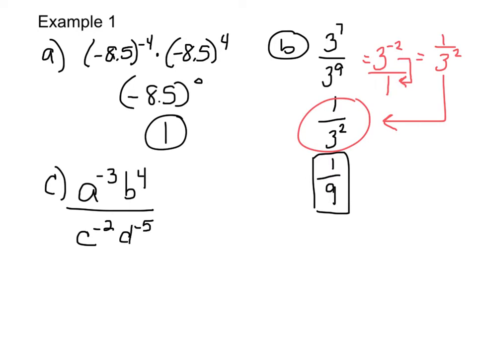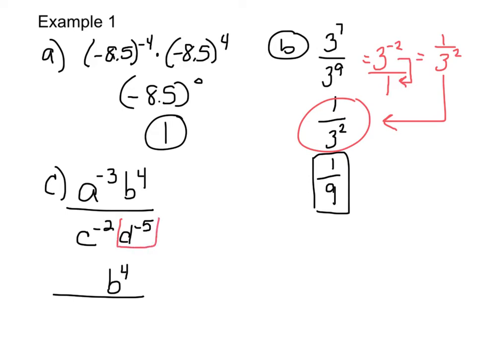All right, so let's just look at this problem. A to the negative 3, b to the 4th, over c to the negative 2, d to the negative 5th. If we're looking at this, b to the 4th is the only thing that is not of a negative power, so that's going to stay the same. Anything with a negative power becomes the reciprocal.